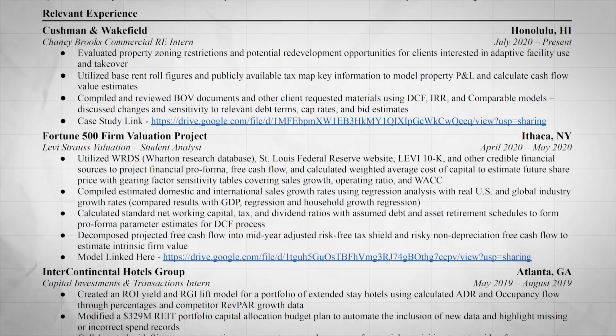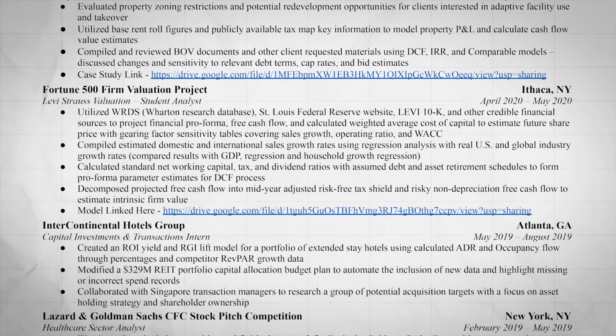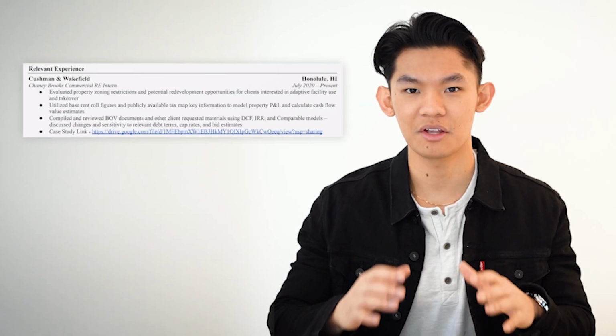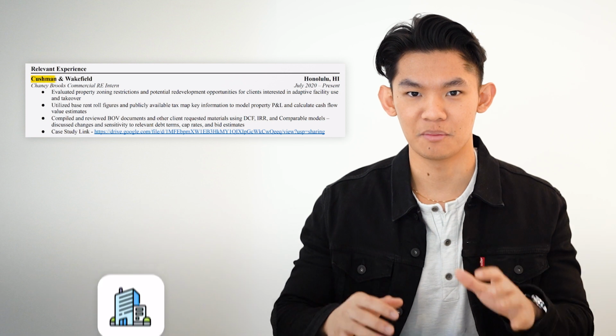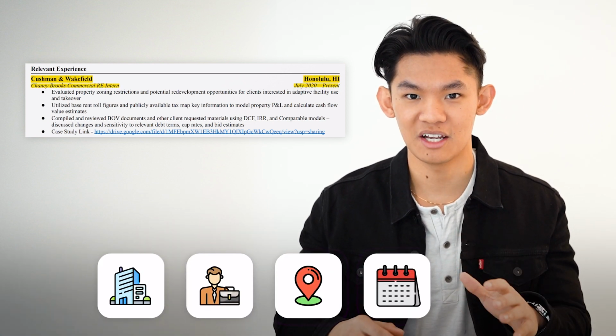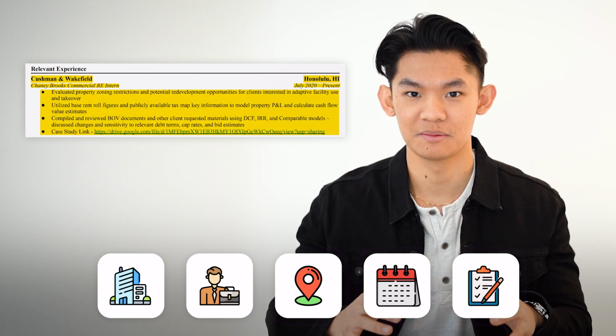Most student resumes will have about 3 to 5 relevant experiences that each have about 3 to 5 bullet point descriptions. Here are the key points that you need to include: your company or project name, your job title, your location, your working dates, and your tasks and achievements. Here are some additional quick tips for this section.